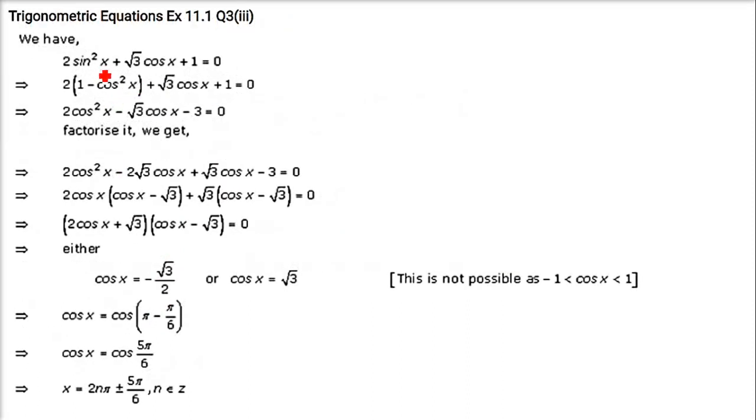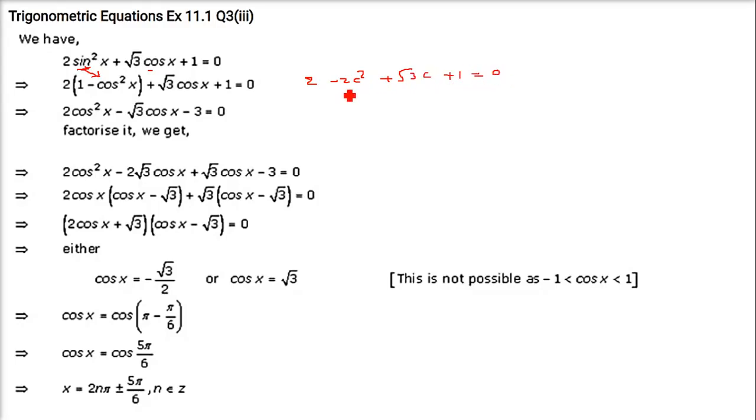2 sin square x plus root 3 cos x plus 1 equal to 0. So this is sin and this is cos. First we have to make this all as cos. So for this sin square theta we are writing 1 minus cos square theta. So this will become 2 minus 2 cos square theta plus root 3 cos plus 1 equal to 0.